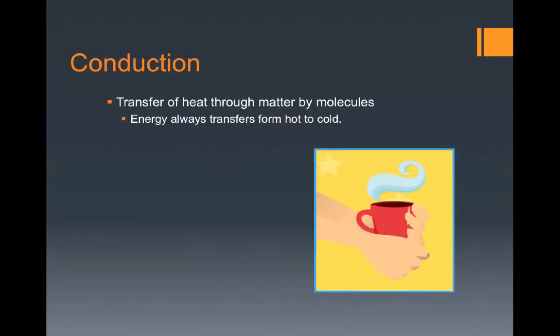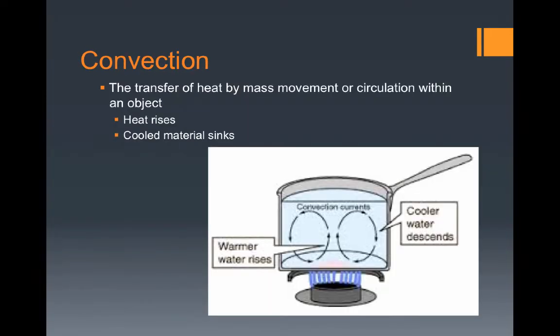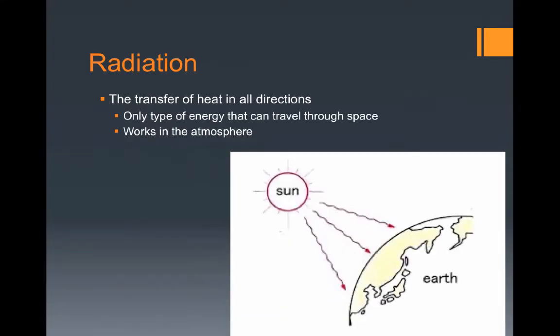So if we look back here, our conduction has to be matter to matter, and our convection doesn't work through large amounts of space. Although we do get convection currents with air, we still have to have some type of material to travel through, and radiation can travel through empty space. It works in our atmosphere.